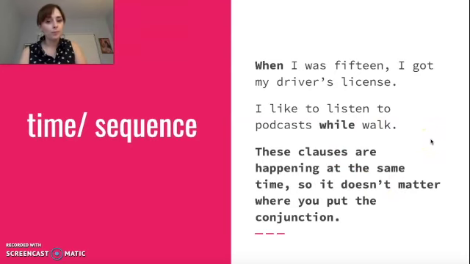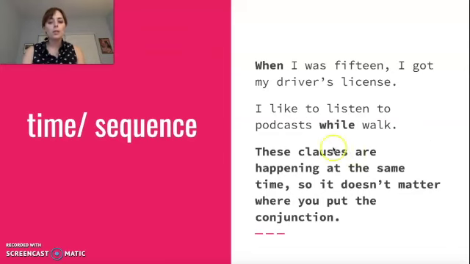Let's look at another one. When. So when means at the same time. So when I was 15, I got my driver's license. Okay? I could also flip those. So I got my driver's license when I was 15. Okay? Here's another one using while, which also means at the same time. So I like to listen to podcasts while I walk. I could also say while I walk, I like to listen to podcasts.